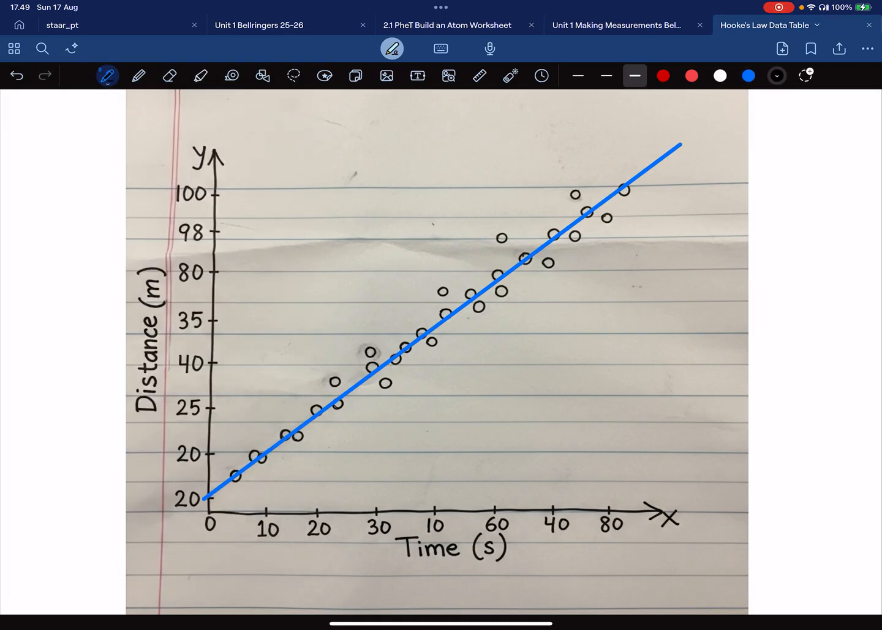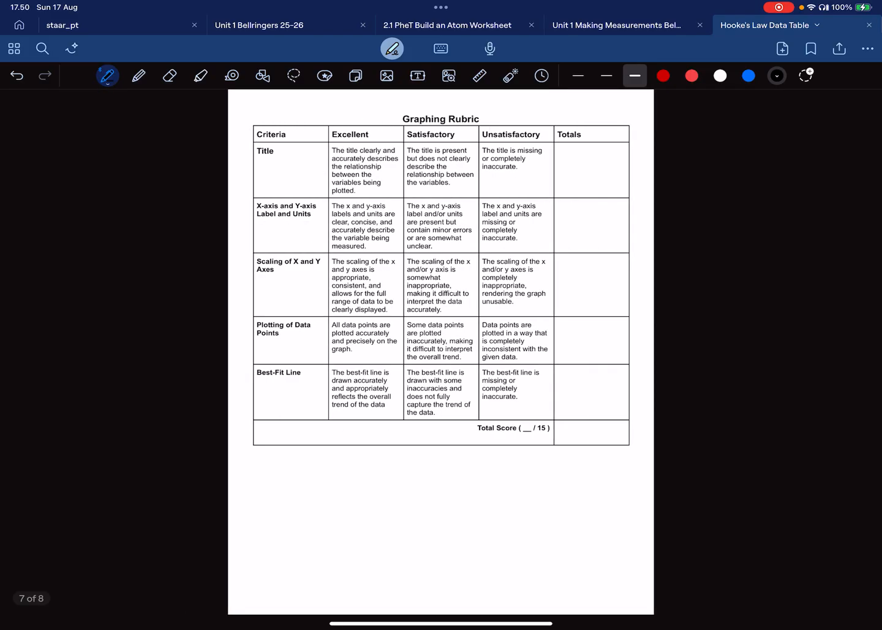So the title for this graph might be distance versus time for a car. I'm just assuming they used a car. I don't really know. Then we go back.